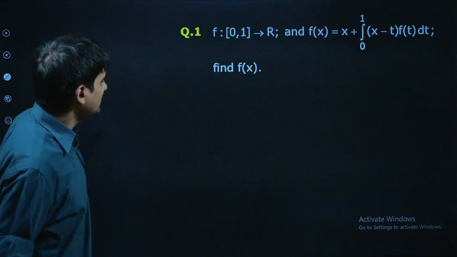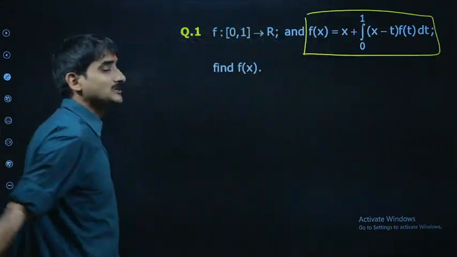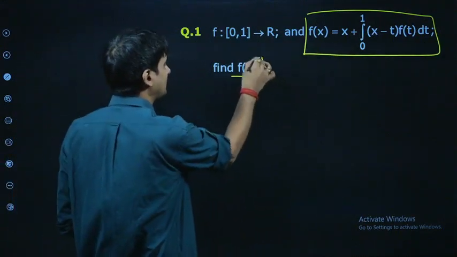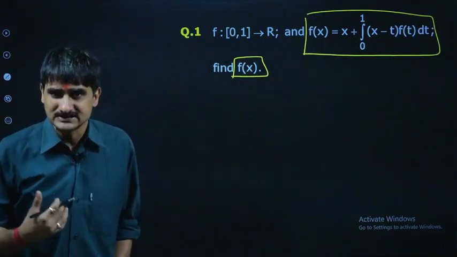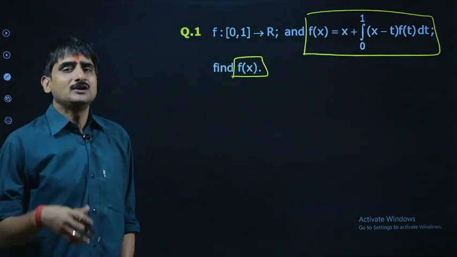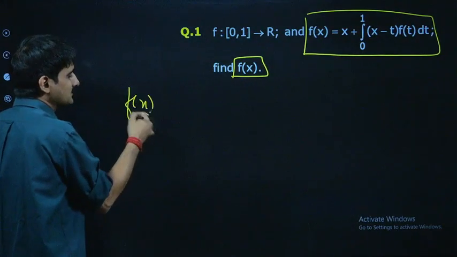So let's start. Here we are given this relation, and we have to find our f of x. How to start? Of course, we have already discussed the Leibniz rule of differentiation. So I'll be starting with the Leibniz rule of differentiation, but before that I would like to see what the problem is.